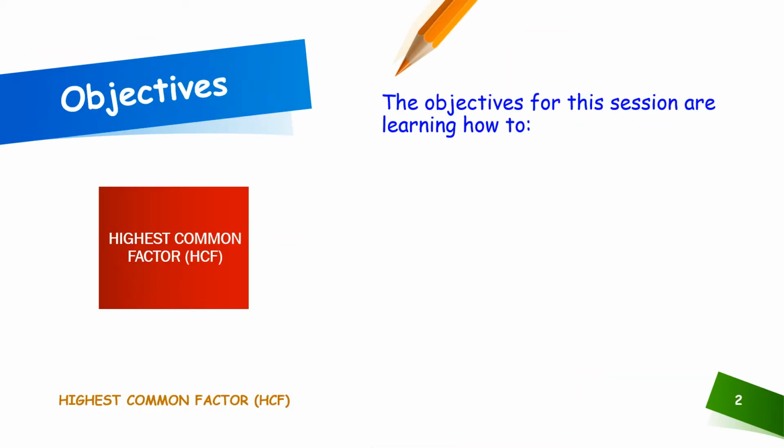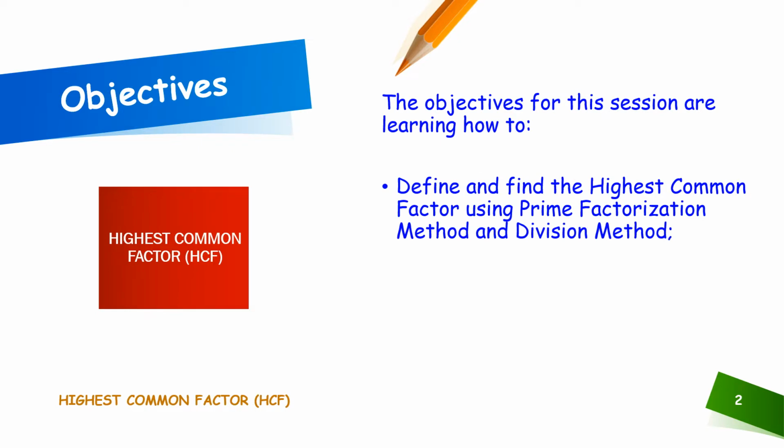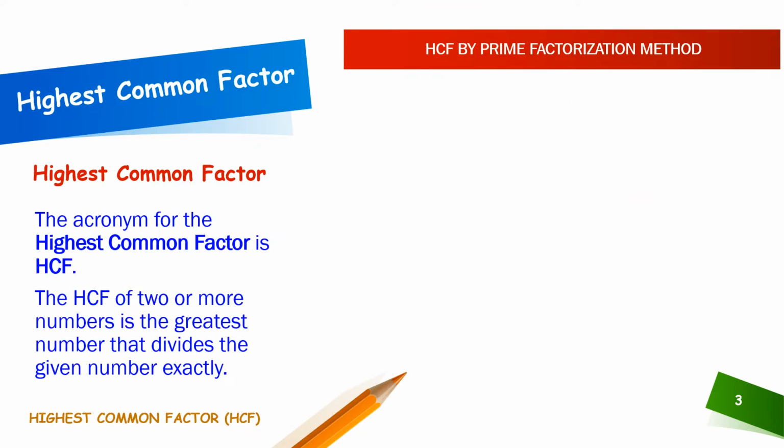The objectives for this session are learning how to define and find the highest common factor using the Prime Factorization Method and division method, and learning how to solve real-life problems involving HCF. The acronym for the highest common factor is HCF. The HCF of two or more numbers is the greatest number that divides the given number exactly.